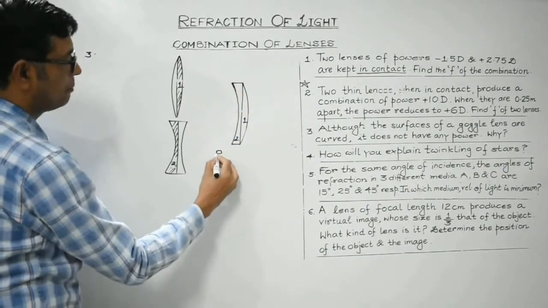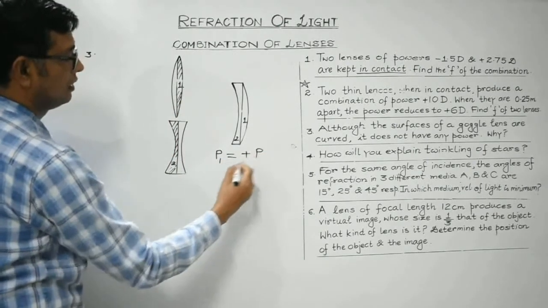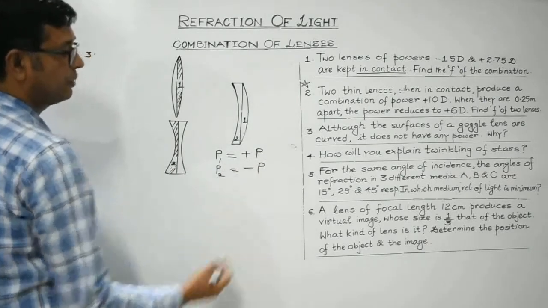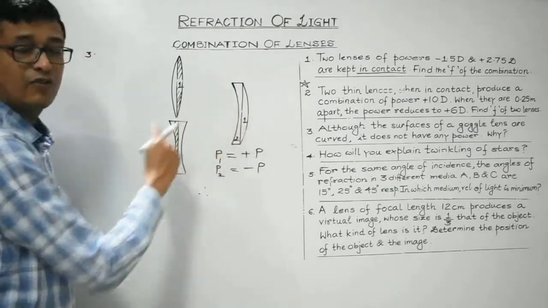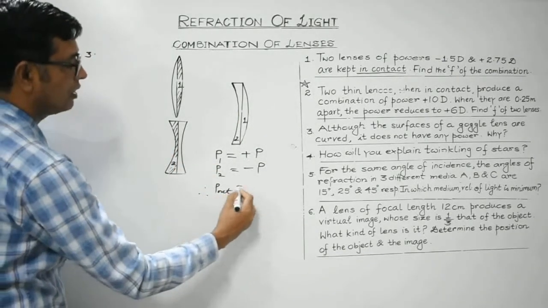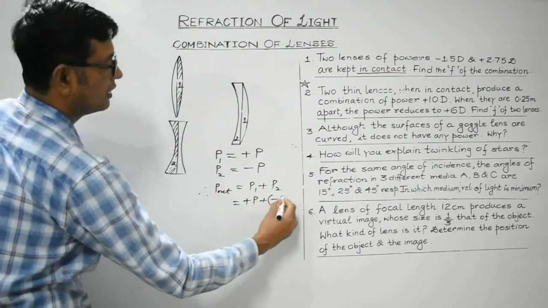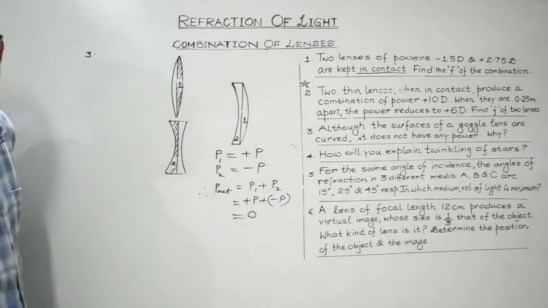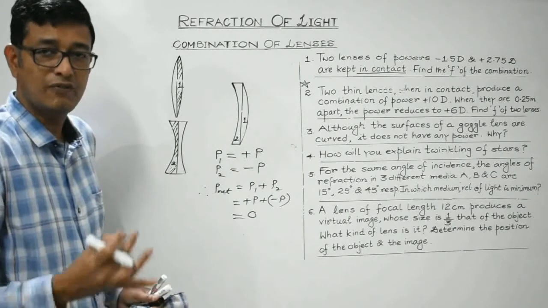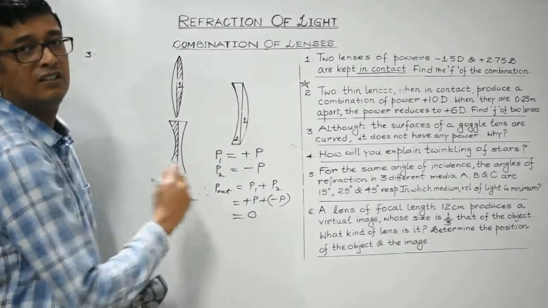So power of lens 1, if it is plus P, then power of lens 2, which is concave, it should be of diverging nature, minus P. Therefore, they are in contact with each other. And whenever the lenses are in contact, we know that net power is given by P1 plus P2. So it will be plus P plus minus P. It would be equal to 0. So this is the proper mathematical justification of the fact that although the goggles are curved, yet it possesses zero power.